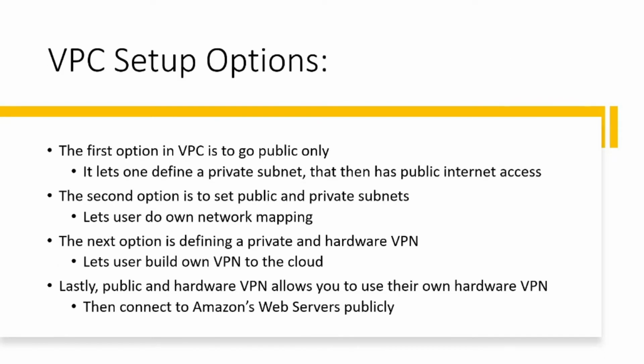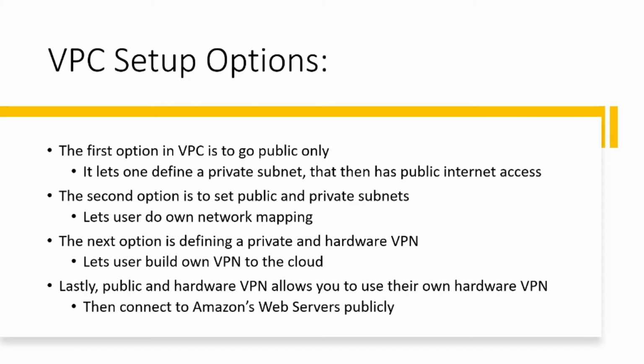So the first option in VPC is to go public only. What this does is it's essentially very close to the default, but it lets you define a private subnet that then has public internet access. So you get that private subnet and then you go on their public internet. The second option is to set public and private subnets. What this means is you're going to be doing your own network mapping. So you're going to be really getting into it.